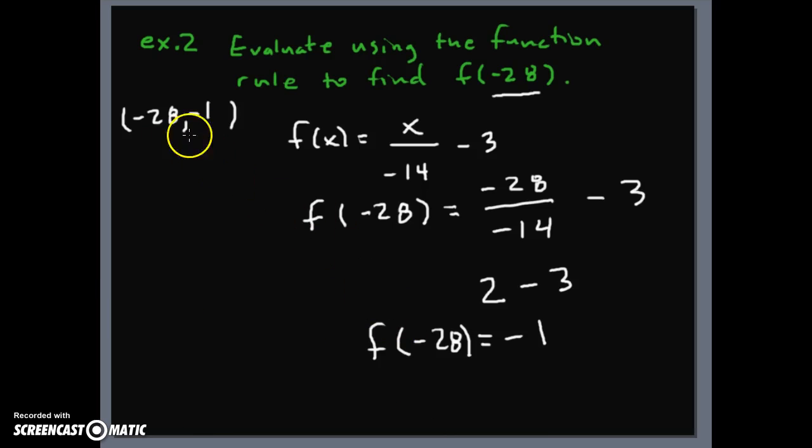So these two things right here are actually the same exact thing expressed in different ways. This is an ordered pair. This is expressed as a function rule.